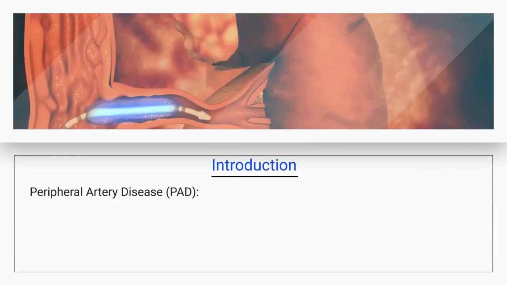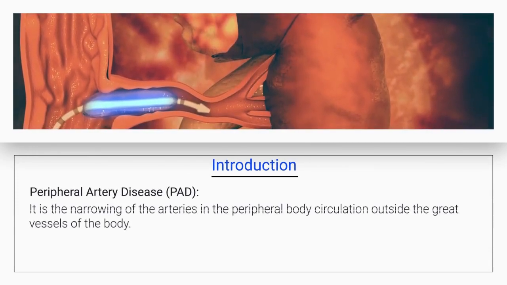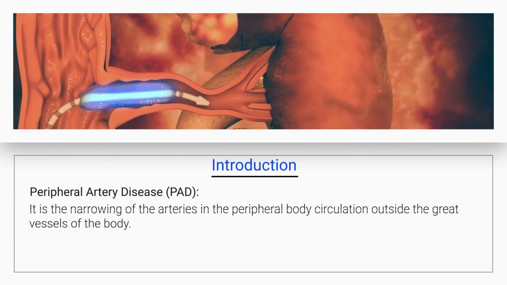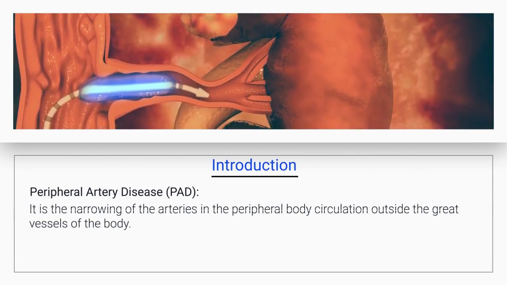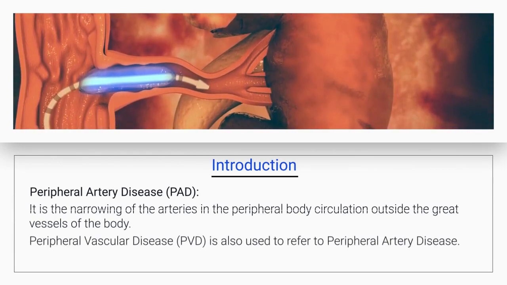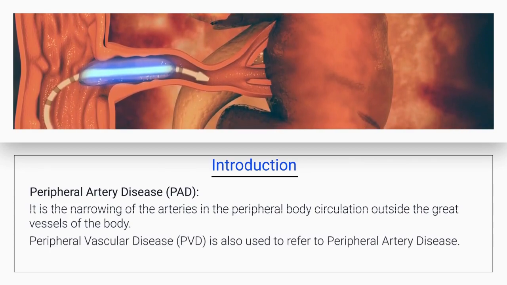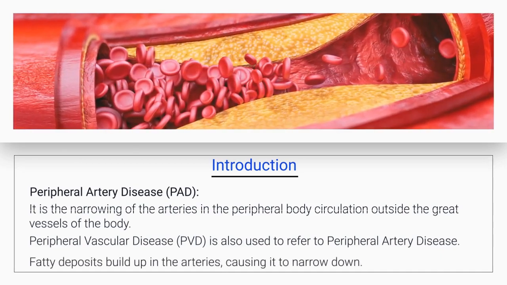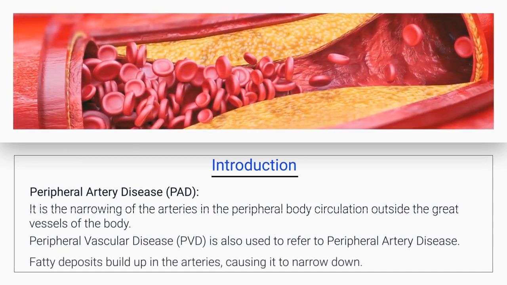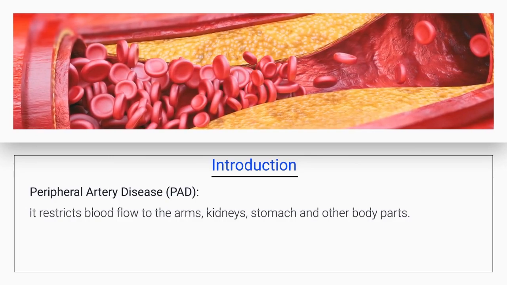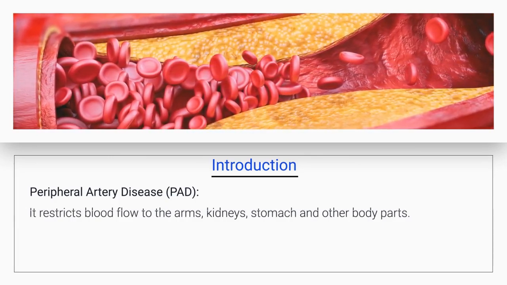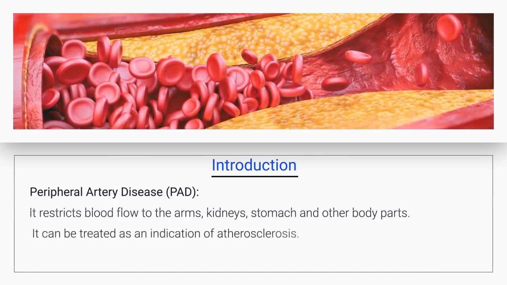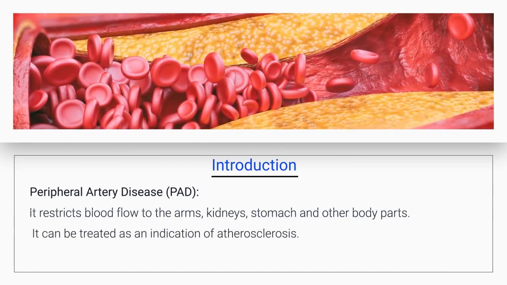Peripheral artery disease, or PAD, is the narrowing of the arteries in the peripheral body circulation outside the great vessels of the body. The term peripheral vascular disease, PVD, is also used to refer to peripheral artery disease in some cases. A buildup of fatty deposits causes the arteries to narrow down, thus restricting the blood flow to the arms, kidneys, stomach and other parts of the body. It can be treated as an indication of atherosclerosis.